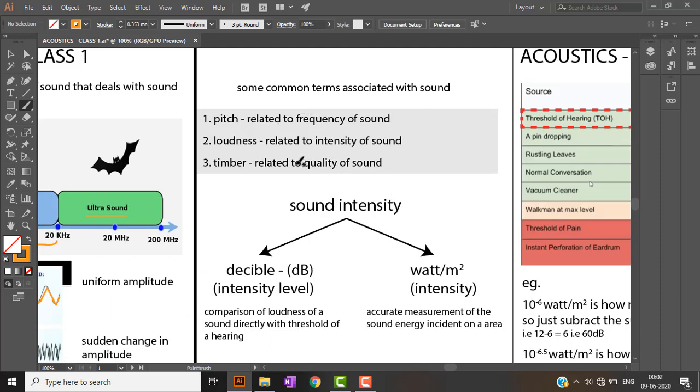So these three are the common terms which are associated with sound. Pitch is related to frequency, loudness is related to intensity, and timbre is related to quality. So this loudness is the term which we'll be studying throughout the acoustic terms.